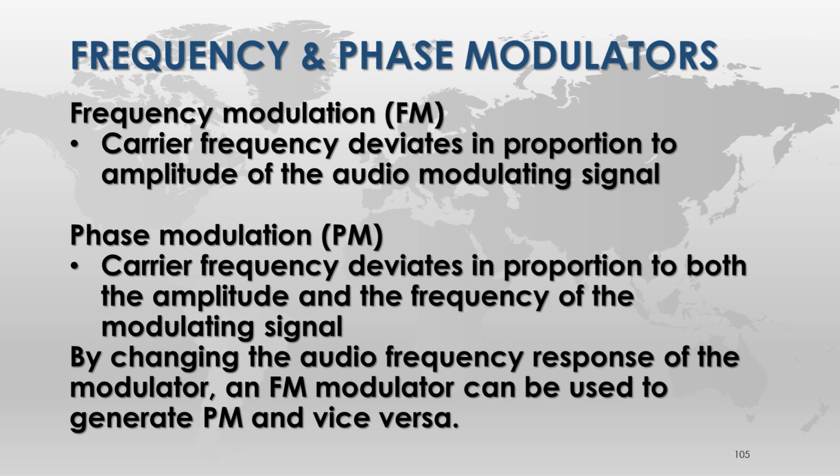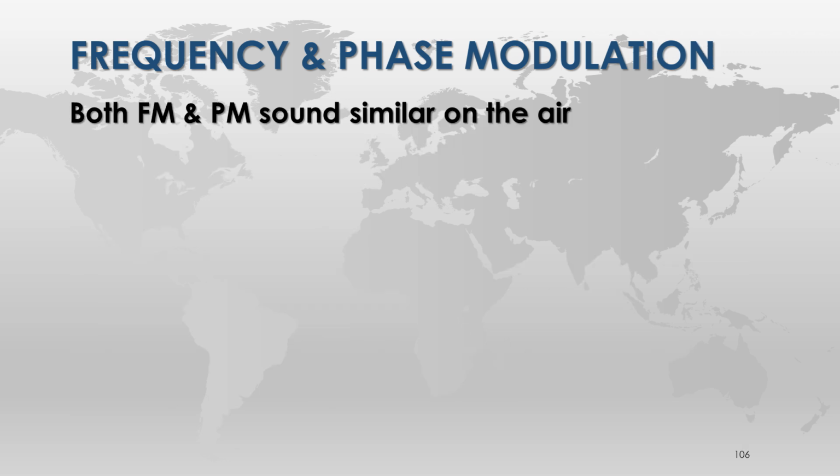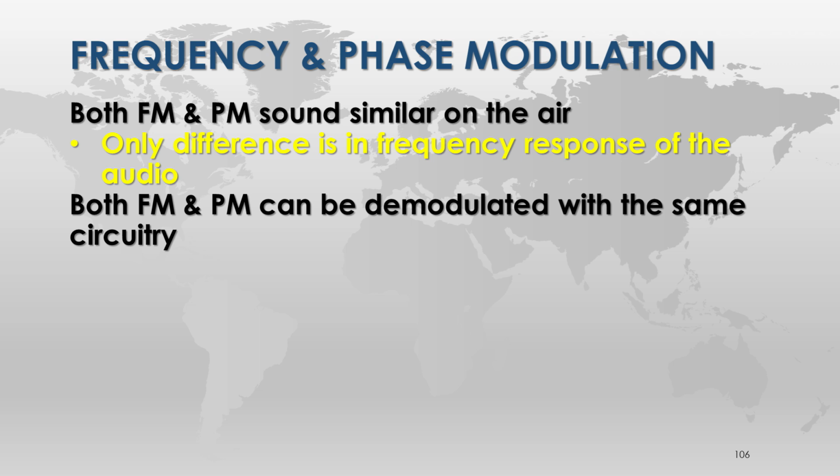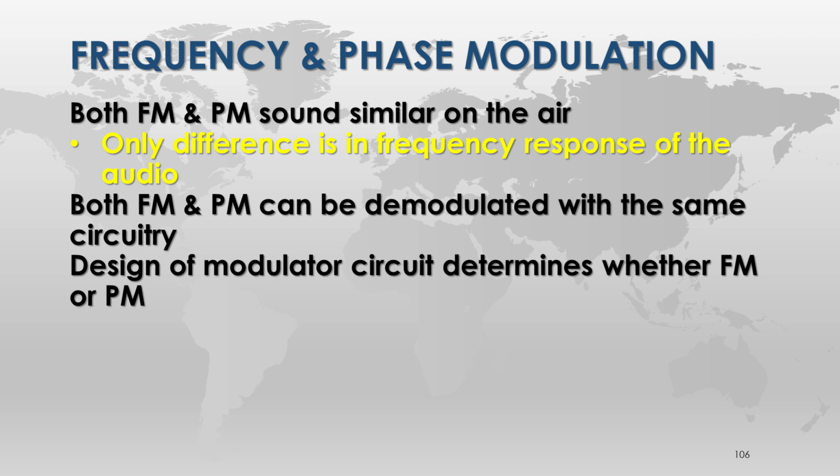By changing the audio frequency response of the modulator, an FM modulator can be used to generate PM and vice versa. Both FM and PM sound similar on the air. The only difference is in the frequency response of the audio. Both FM and PM can be demodulated with the same circuitry, and the design of the modulator circuit determines whether it is FM or PM. So this circuit going in.